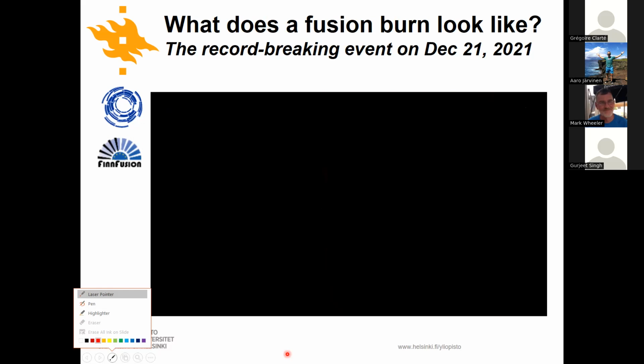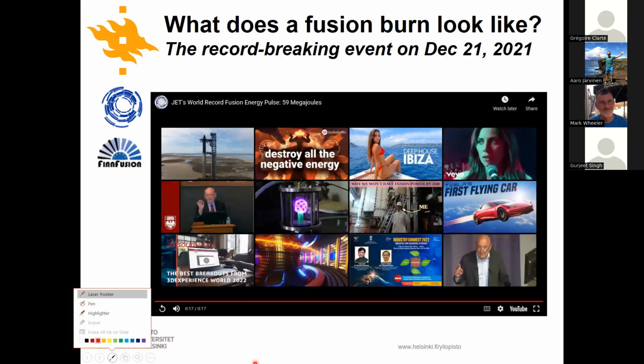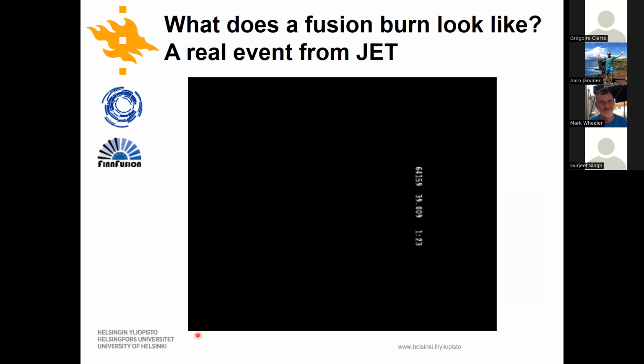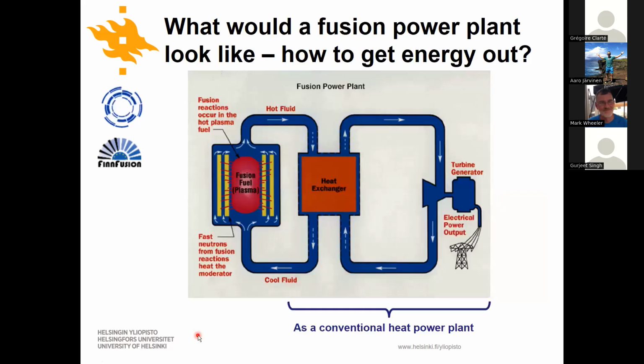Yeah, so that was the record-breaking event from JET which I mentioned, which was done a couple of months ago. They produced 59 megajoules of energy in that one for 5 seconds. 5 seconds does not sound like a lot, but it was actually the world record in sustained energy production.